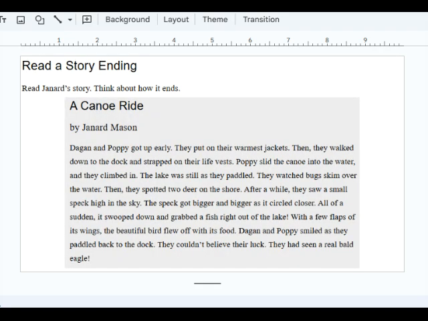Here's Gennard's story. I'm just going to read the end of it, okay? Dagan and Poppy smiled as they paddled back to the dock. They couldn't believe their luck. They had seen a real bald eagle. So think about that ending. It really wraps it up, right? It lets us know that exciting event that happened. It lets us know how those characters felt about it. That's a really nice ending.